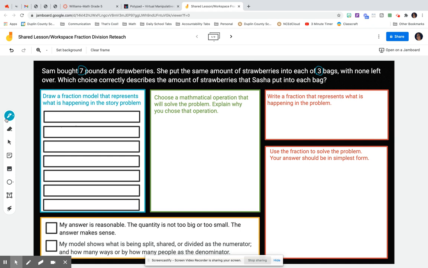So if I'm drawing a fractional model that represents what's happening in this problem, I know that I'm going to be splitting, or dividing, or sharing 7 pounds of strawberries into 3 bags. So I am going to do that by drawing my 7 pounds and splitting each pound 3 ways, because we're going to put a piece here and a piece there and a piece here and a piece there. So I'm going to split each pound 3 ways to represent some for the first bag, some for the second bag, and some for the third bag.